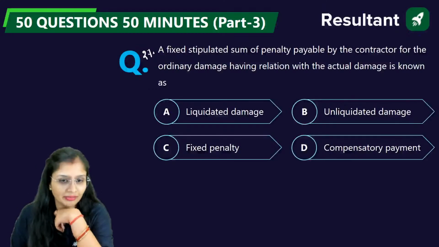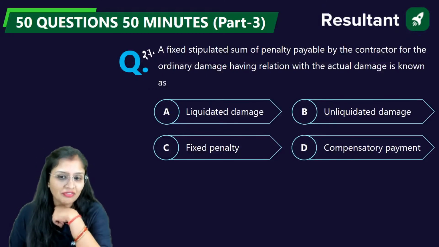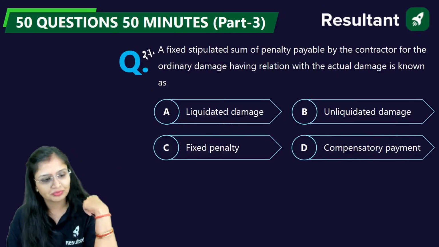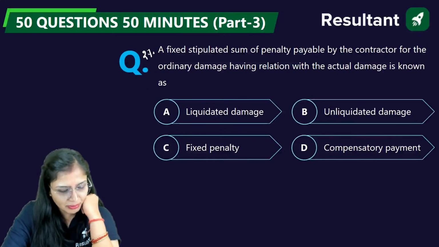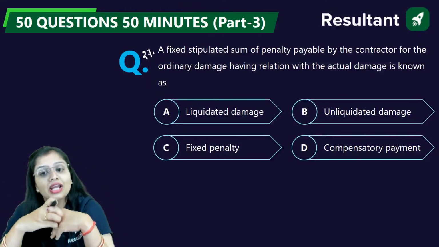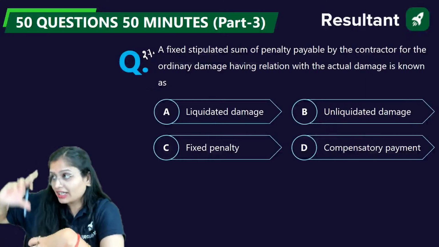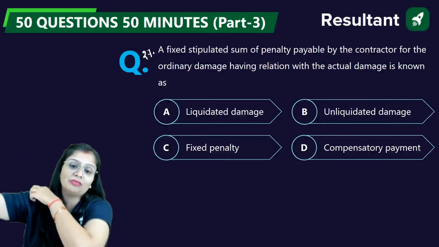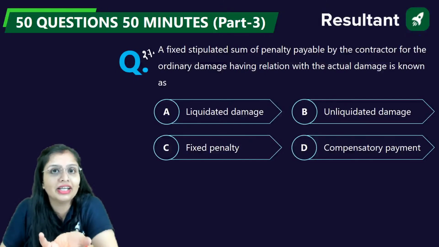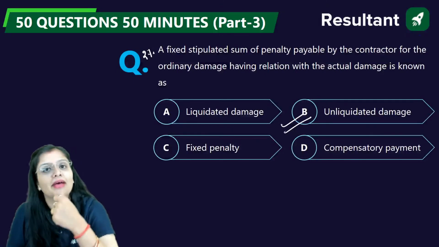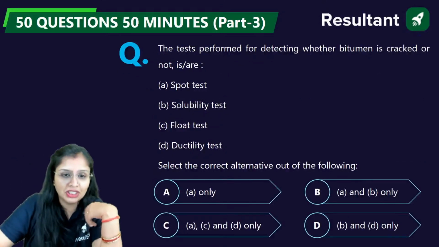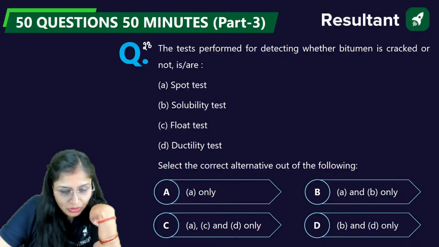So what do you call it? Liquidated, unliquidated, fixed, compensatory. Now maximum people will answer it as fixed, just by seeing it, because fixed is written. But no, it is for the ordinary damage in relation with the actual damage which is taking place. So this is not a liquidated one. So it is unliquidated damage. Okay, remember this.